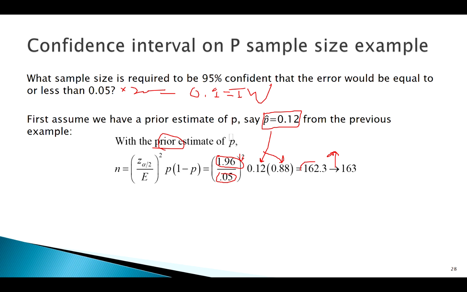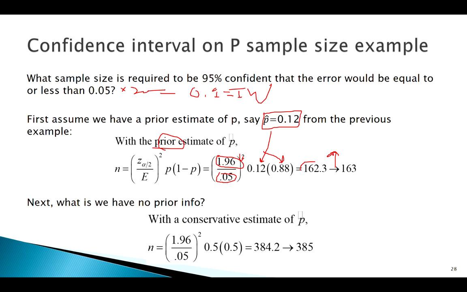But what if we didn't have prior information? Using the conservative estimate of P, 1.96 would still be our critical value, 0.05 would be our margin of error, but now my conservative estimate is that P is equal to 0.5. So plugging in that 0.5, we get this. Again, round up, and there we go. One thing we notice here is that using our conservative estimate, that sample size is always going to be bigger than using whatever prior information we have.